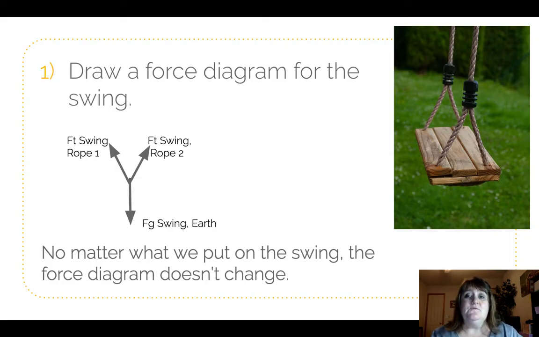So here's your force diagram, right? The force diagram for the swing is a downward arrow for the force of gravity on the swing by the earth. And then you have 2 ropes, either side. You have the force of tension on the swing by rope 1 and the force of tension on the swing by rope 2. And no matter what we put on the swing, that force diagram doesn't change. It's still on the swing.